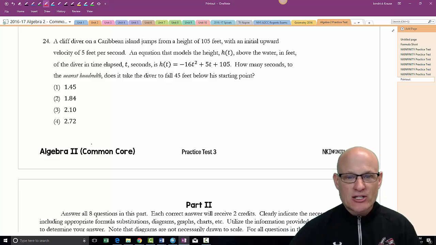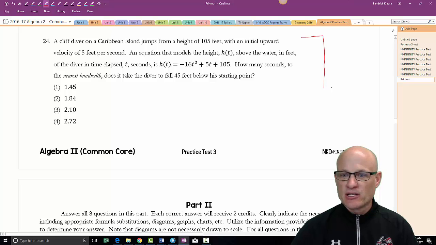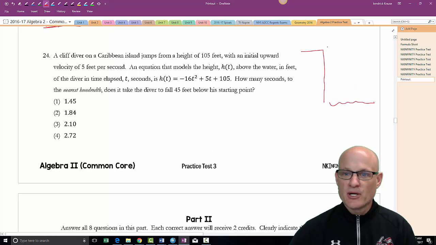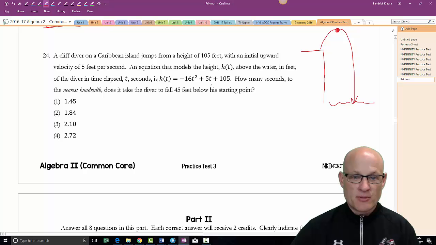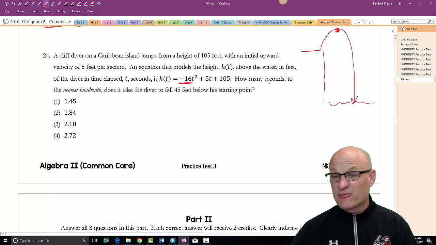So it's a parabolic curve. Here's what you've got. You've got this guy up on top of a cliff. Hopefully there's some water down here. He's going to jump up, and splash in the water. And notice it's a negative parabola. It's a parabolic curve with a maximum, and the reason you know that is there's a negative in front.